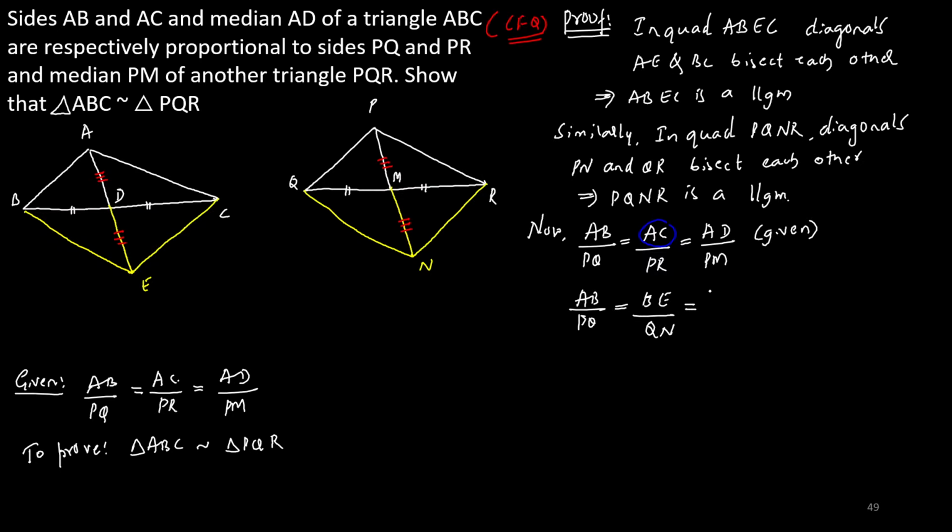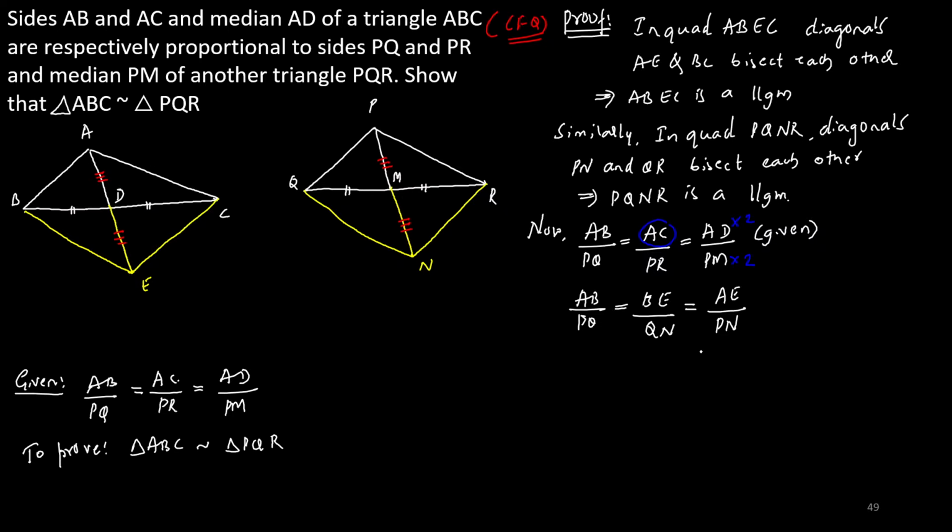Then AD is here. If I multiply this AD with 2, I can do that, right? I can multiply both the numerator and denominator by 2. AD is half of AE because diagonals bisect each other. When I multiply AD by 2, I will get AE, and PM multiplied by 2, I get PN.